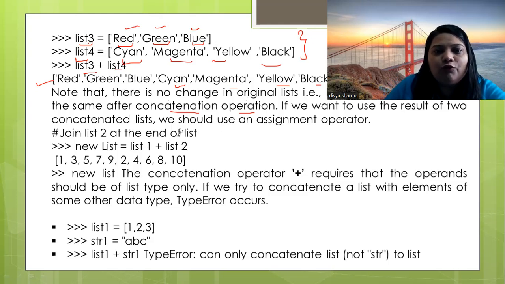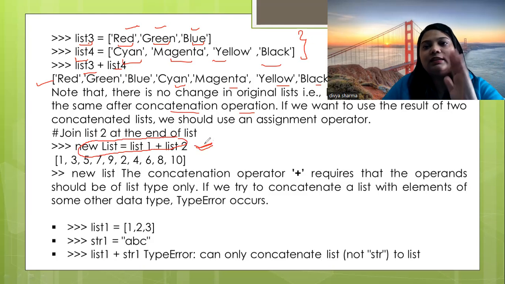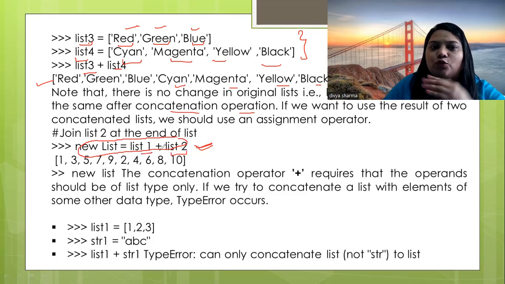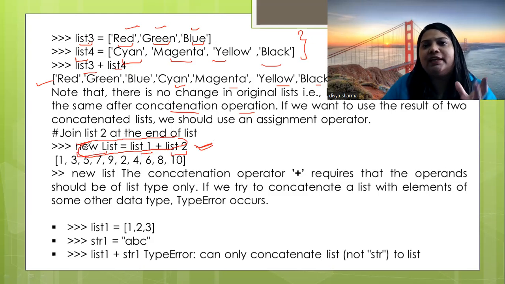So how can we write it? There is another way to write the concatenation operation, by using a third list. The output of list 1 plus list 2 is going to be stored in a new list. The new list is basically acting as a variable, a placeholder in which we are going to store the output of list 1 plus list 2. So it will display the output like this.